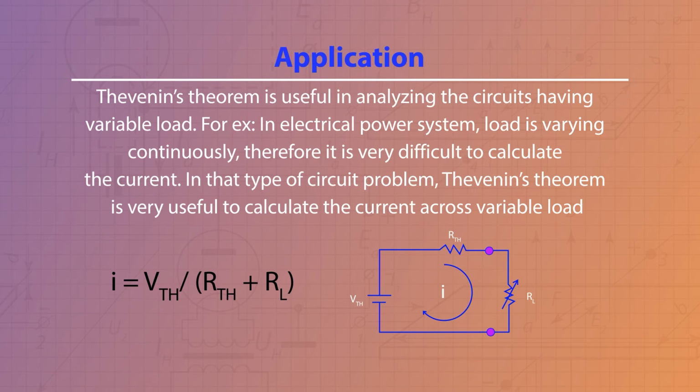Now suppose it is asked to find out the load current when the load resistance is 25 kilo ohm. So what quantity do you need to change? Only the load resistance. Just put in the value of the load resistance, 25 kilo ohm, and you can easily find out the load current flowing through the load resistance RL.